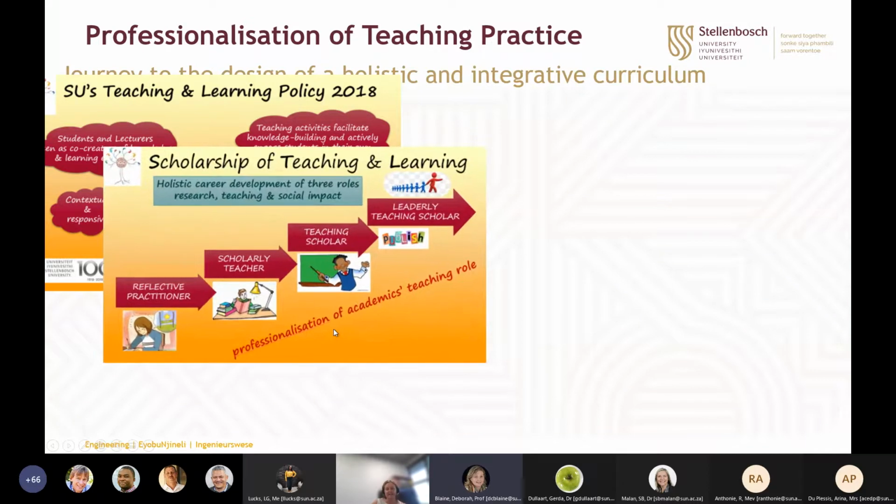The other aspect that I take seriously is that in that policy, there's a very explicit mandate for all lecturers. It's not a nice to have, it's all lecturers. You are meant to be developing, professionalizing your teaching role. It's not a nice to have, it's something we're meant to be doing. So we're at a bare minimum meant to be reflective practitioners. As soon as we hit the ground here, we're meant to be familiarizing ourselves with different pedagogical theories and experiences and so on in order to build our scholarly practice, eventually becoming teaching scholars, and then if we want to go further, leaderly teaching scholars.